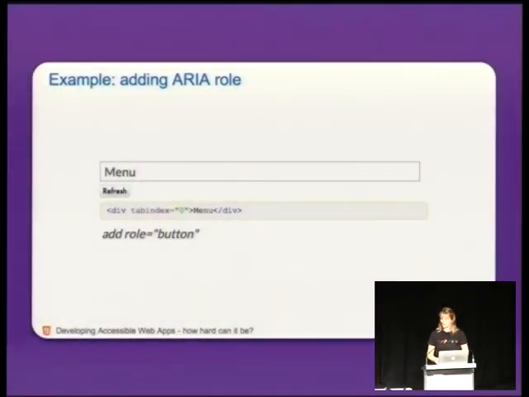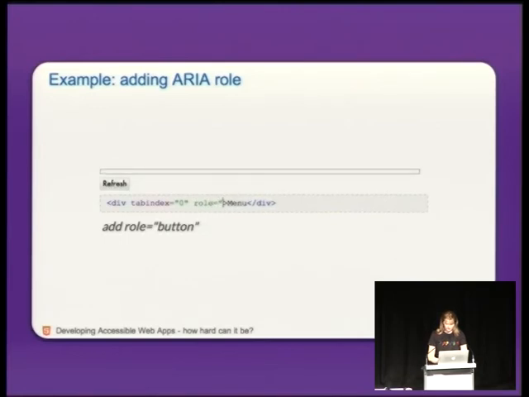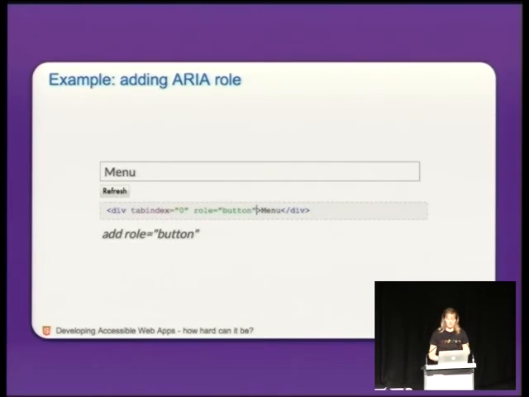So in this example, we have a div here that just says menu, but it's actually a button. In our application, it takes the role of a button, so why not give it the role of a button? If I give it the role button, the screen reader knows this is a button, and tells us: menu button. Excellent. Don't need to do anything else.